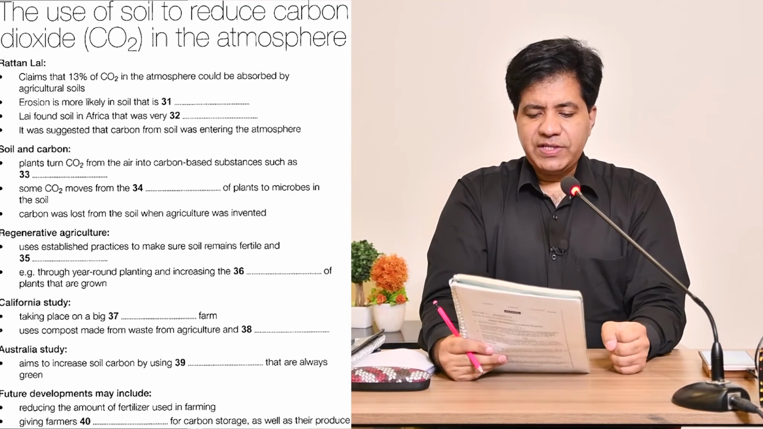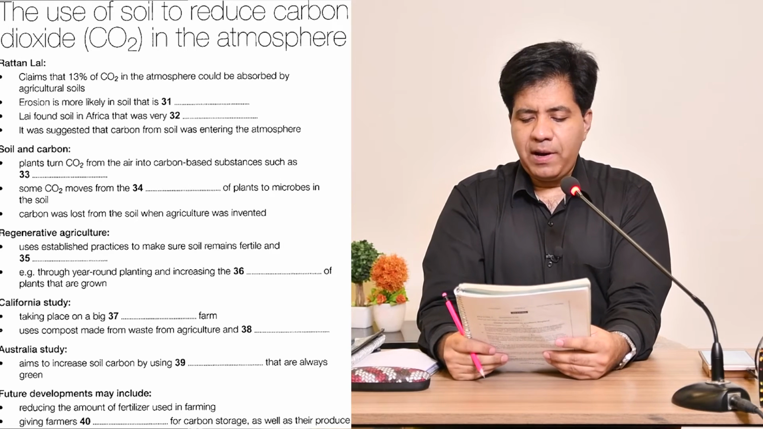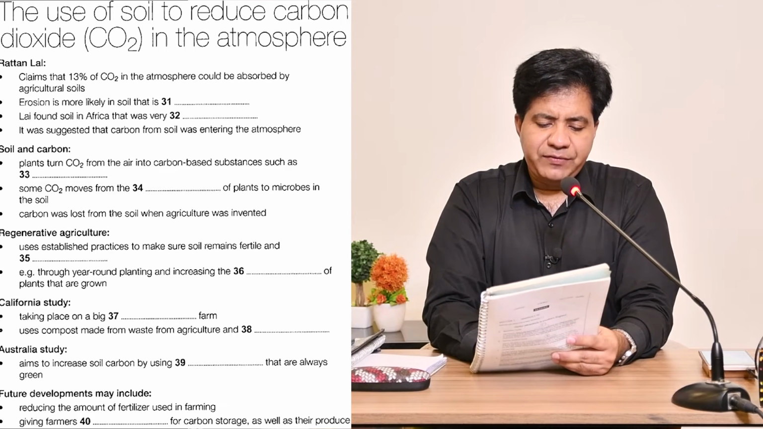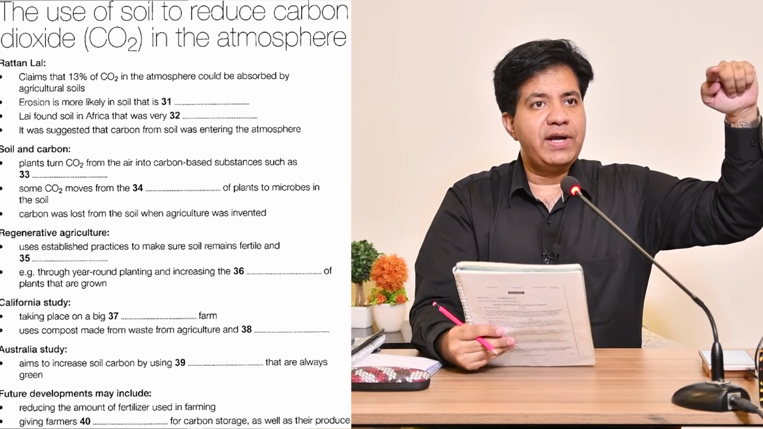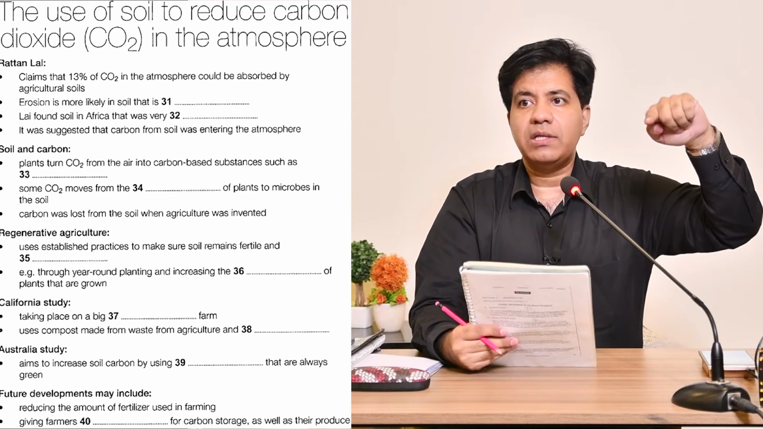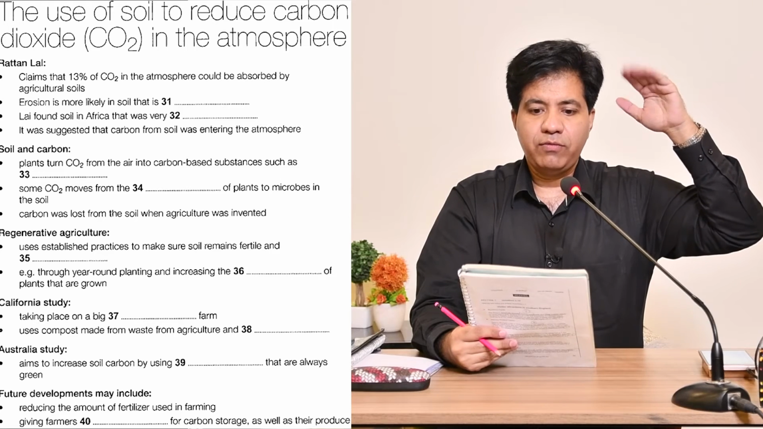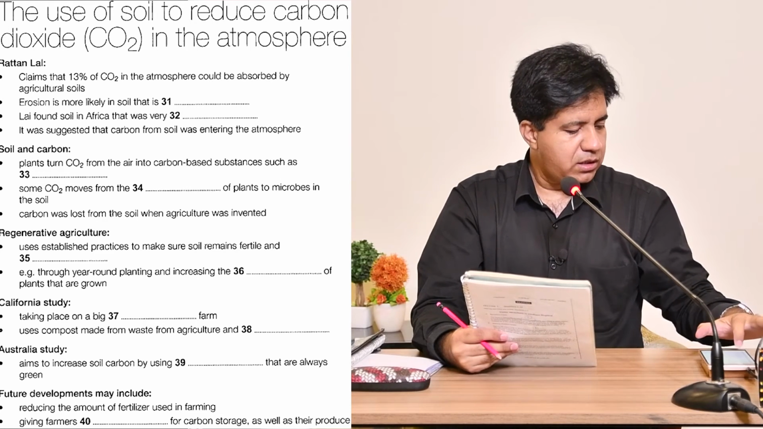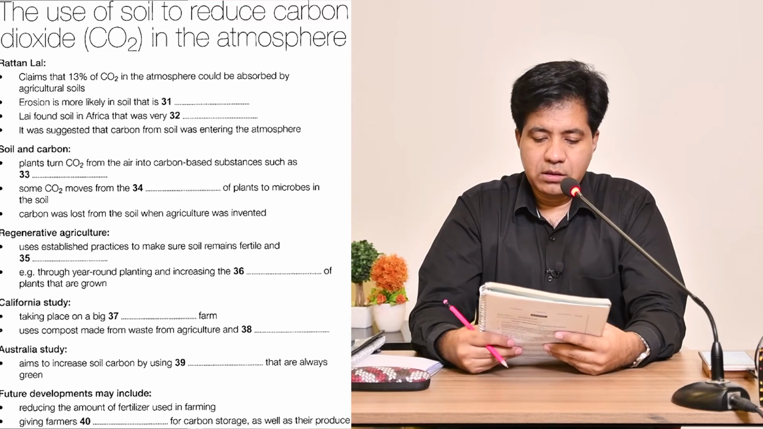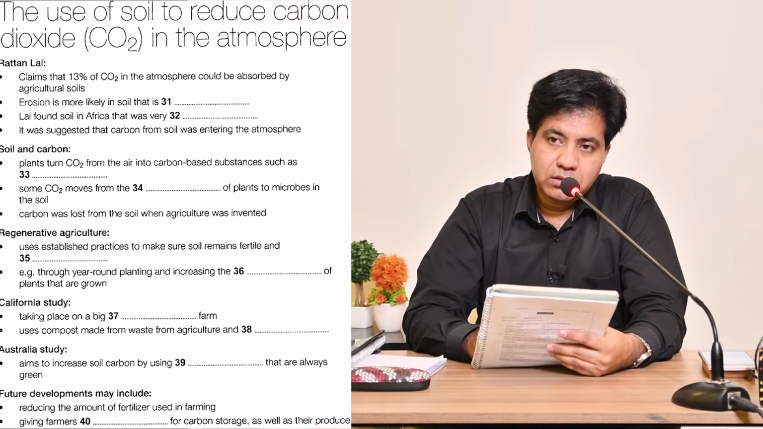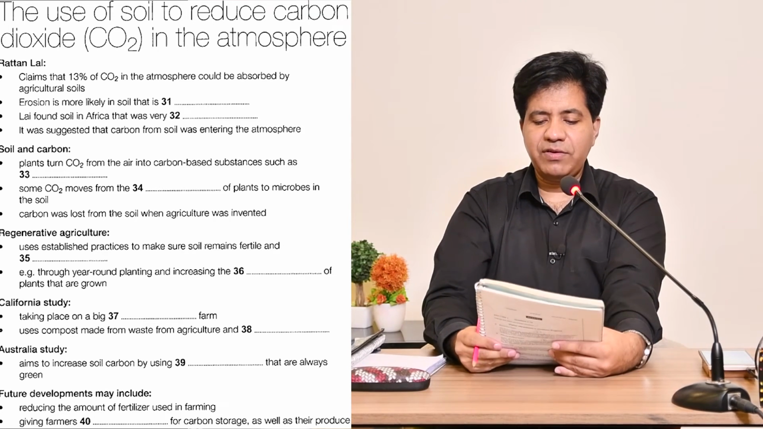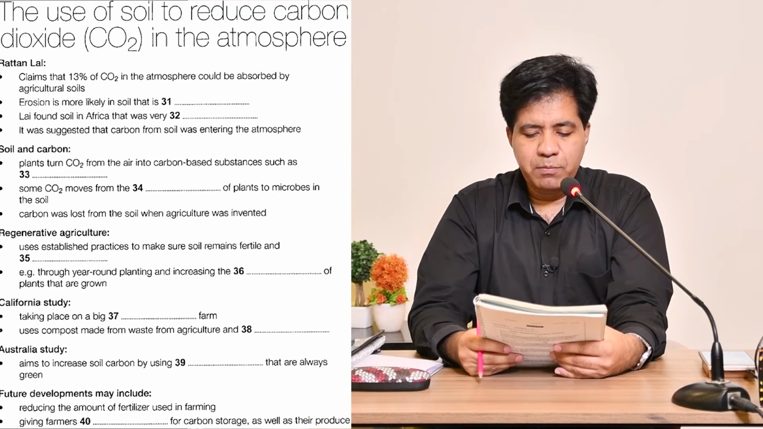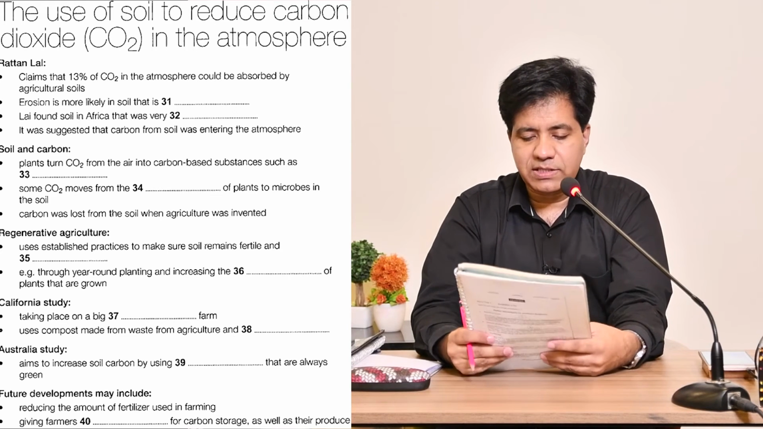Okay guys, so 36, for example, through year-round planting and increasing. Now, underline the word increasing. And for increasing, they will use any other word, and after increasing, they will be your answer. Just keep in mind increasing. For increasing, let's see what is the word. These include keeping fields planted all year round and increasing the variety of plants being grown. Yeah, they use increasing, the same word. Increasing the variety of plants being grown. So, variety is the answer.